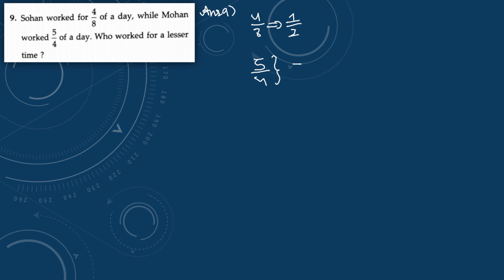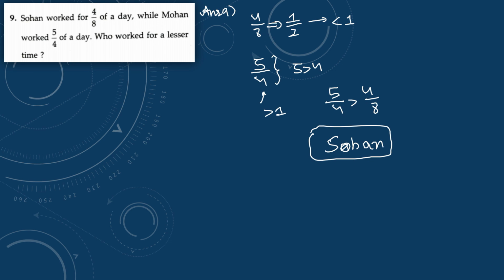But if you notice, 5 is greater than 4. That is an improper fraction, which means it has a value greater than 1. Whereas 1/2 is less than 1 because it is a proper fraction. Therefore, by logic also, 5/4 is greater than 4/8 or 1/2. By the cross multiplication method or by logic, you can say 5/4 is greater than 4/8. Therefore, Sohan worked for lesser time.